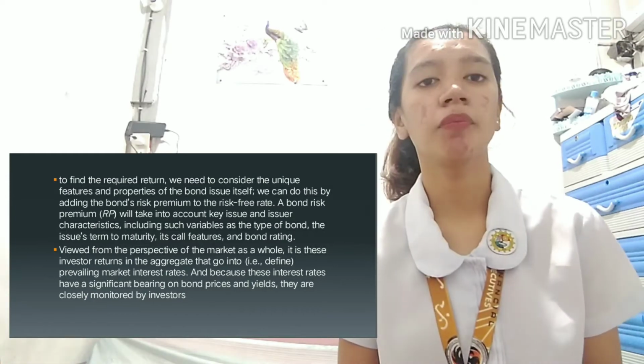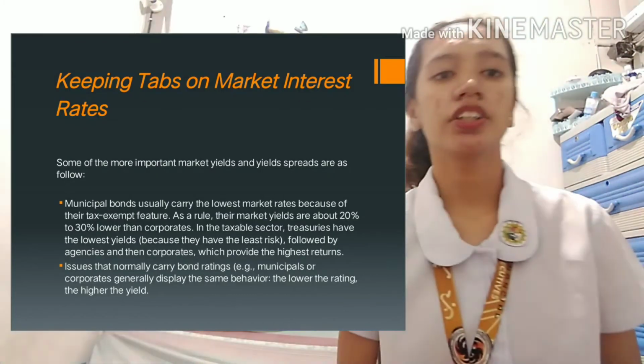For example, yung mga more conservative investors, they watch interest rates because one of their major objectives is to lock in high yields. Yung mga aggressive traders naman, they also have a stake in interest rates because their investment programs are often built on the capital gains opportunities that accompany major swings in return. Next one is yung keeping tabs on market interest rates.